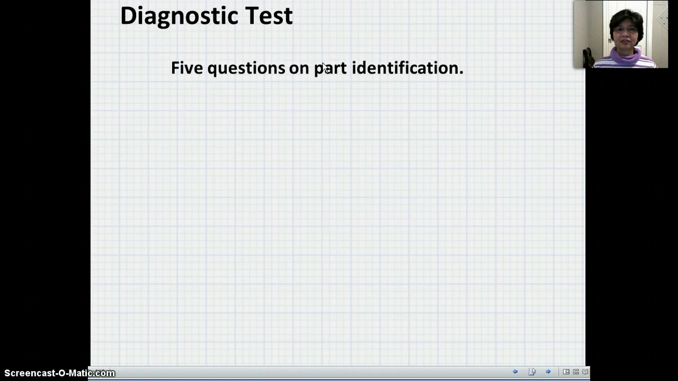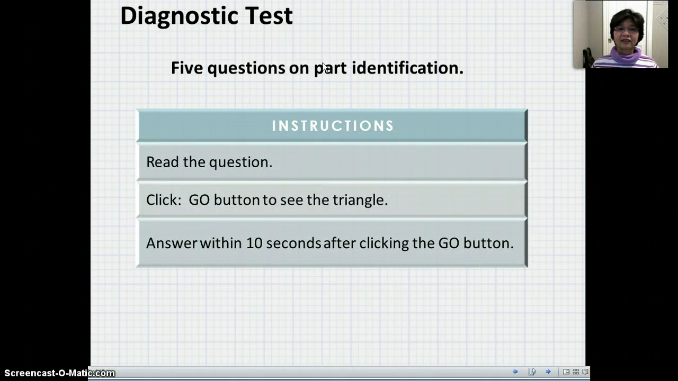We start with a diagnostic test. There are 5 questions on parts identification. Here are the instructions. Read the question. There's a question per slide. Click on the Go button to see the triangle referred to in the question. Then answer within 10 seconds after clicking the Go button.